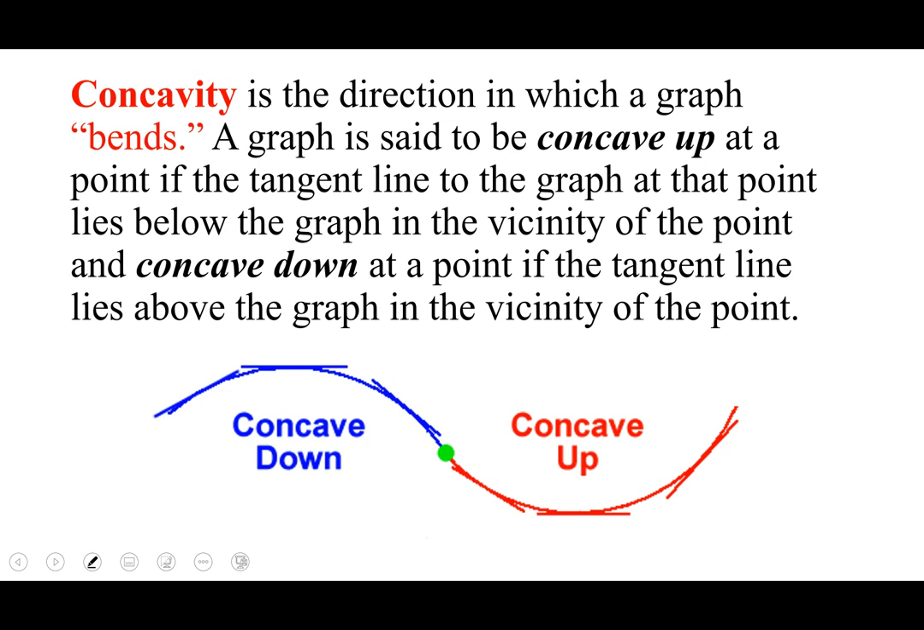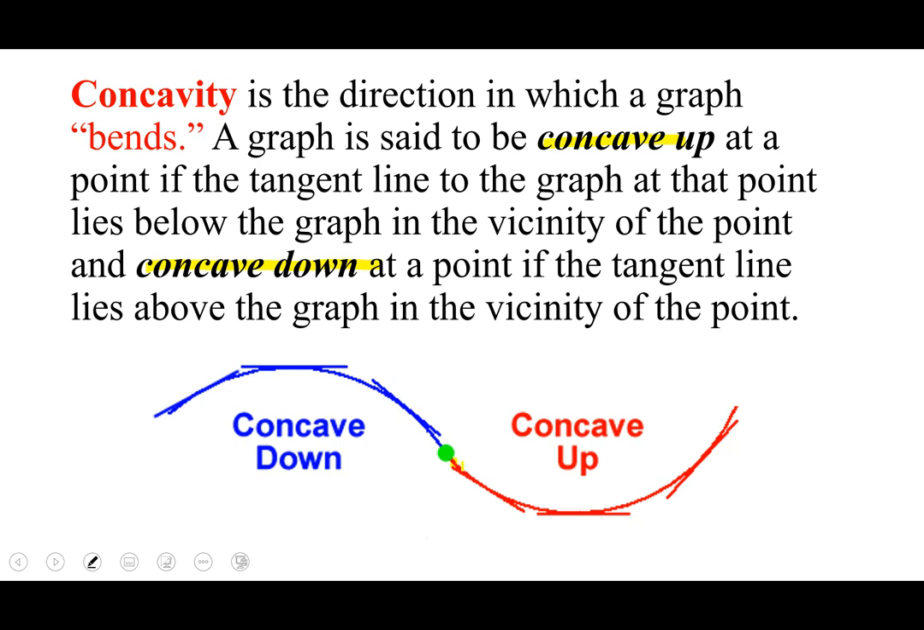There are lots of different ways to think about concavity, and I'm going to show you as many as I can think of. So basically, in layman's terms, concavity is the direction in which a graph bends. A graph is said to be concave up at a point if the tangent line to the graph at that point lies below the graph in the vicinity of the point, and concave down at a point if the tangent line lies above the graph in the vicinity of the point.